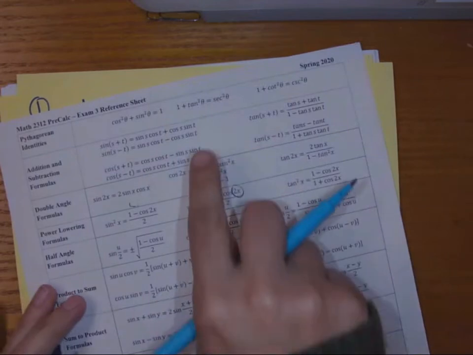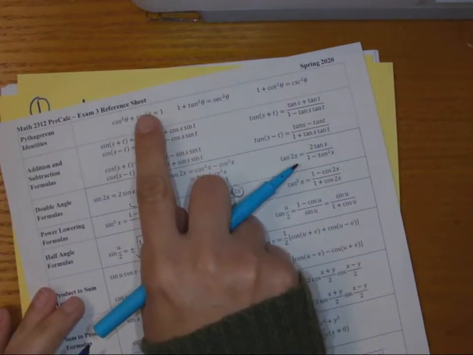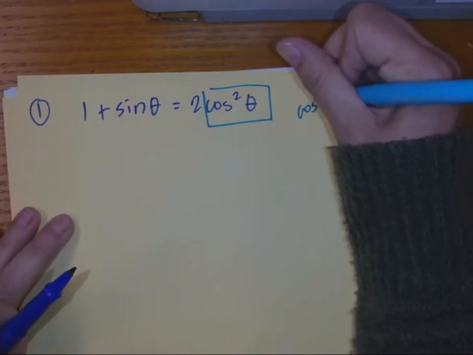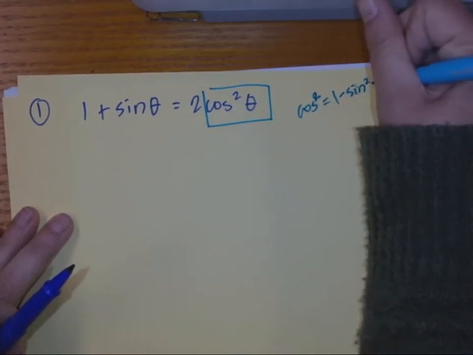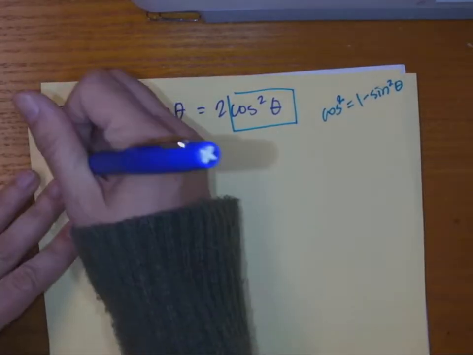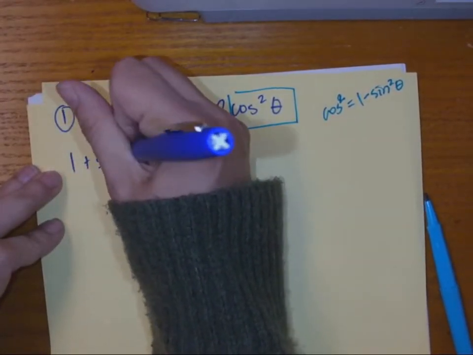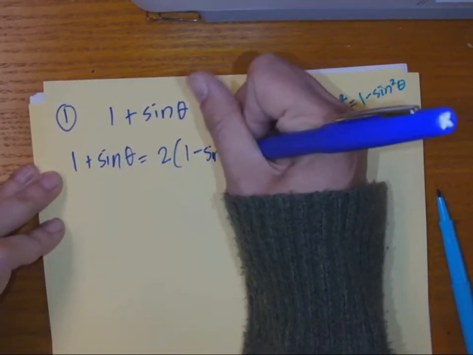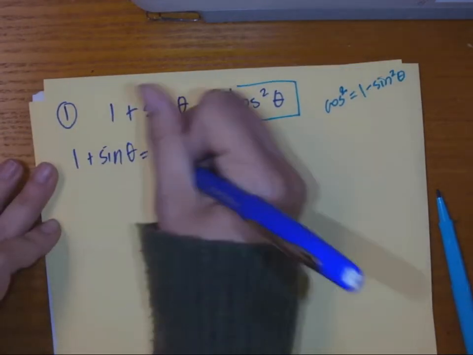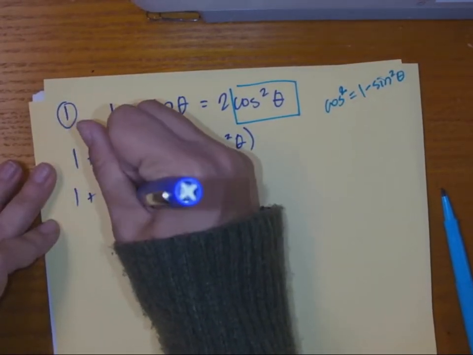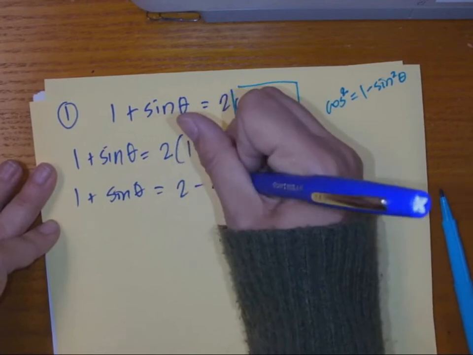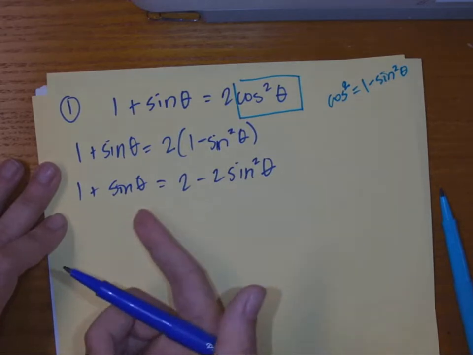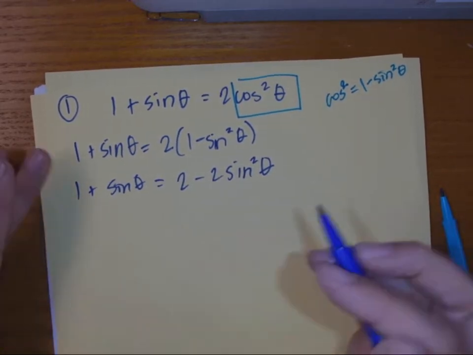So cosine squared I know is equal to 1 minus sine squared, so I'm going to plug that in. So I get 1 plus sine of theta equals 2 times 1 minus sine squared theta. So when I distribute, I get 1 plus sine theta equals 2 minus 2 sine squared theta. Now I have all sine, a sine squared and a sine. So let me move this all over to this side so that I can factor it.